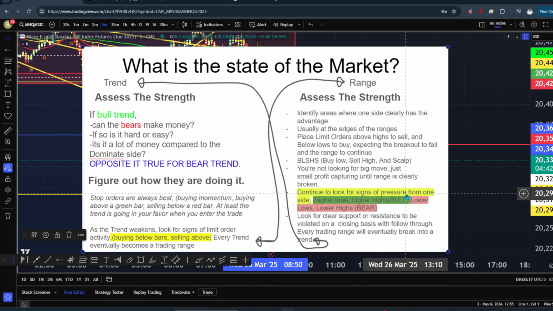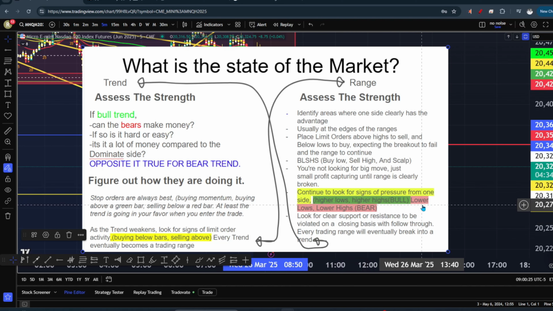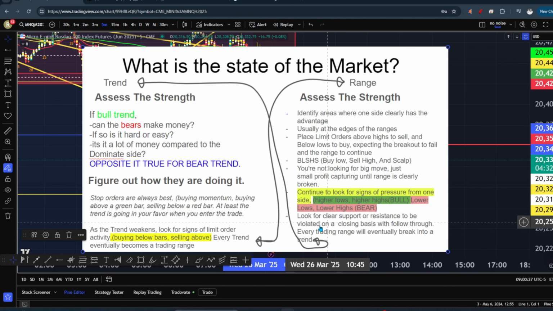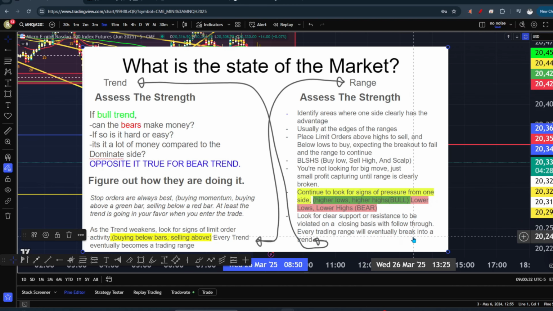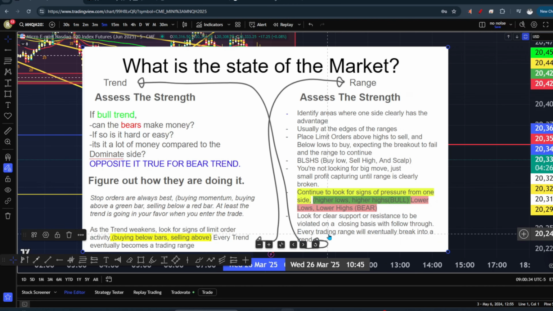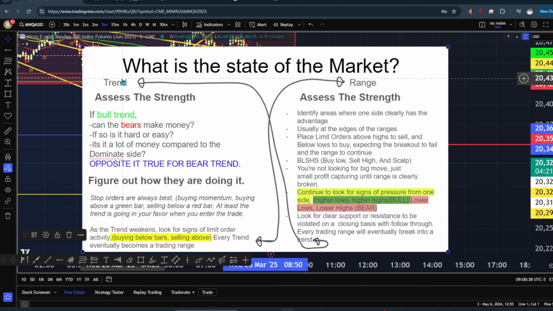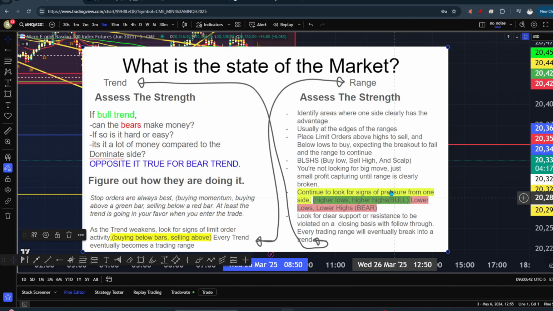Continue to look for signs of pressure from one side: higher lows, higher highs, bull; lower lows, lower highs, bear. Look for clear support or resistance to be violated on a closing basis with follow through. Every trading range will eventually break into a trend. So you have that arrow going back to the trend. So the market moves in between these two states. Should be common knowledge if you're this far into trading.